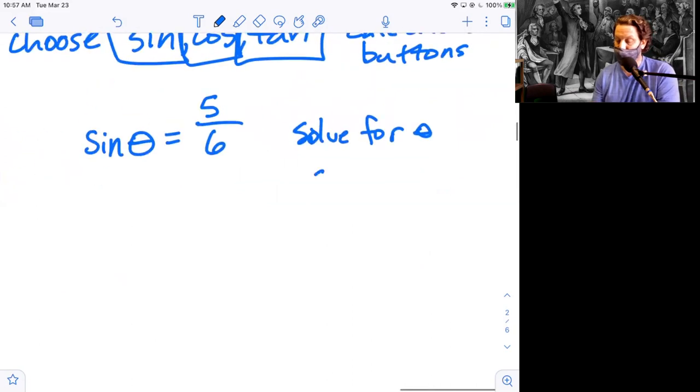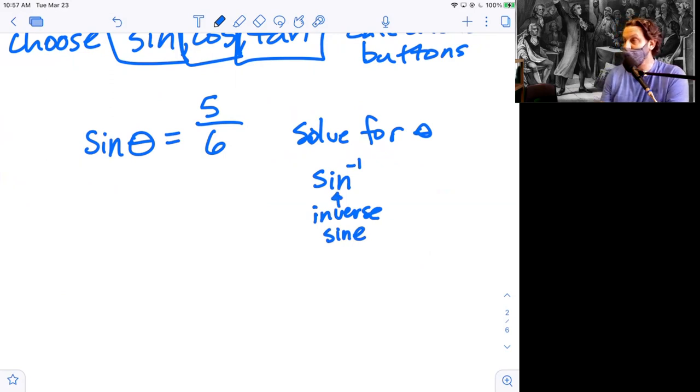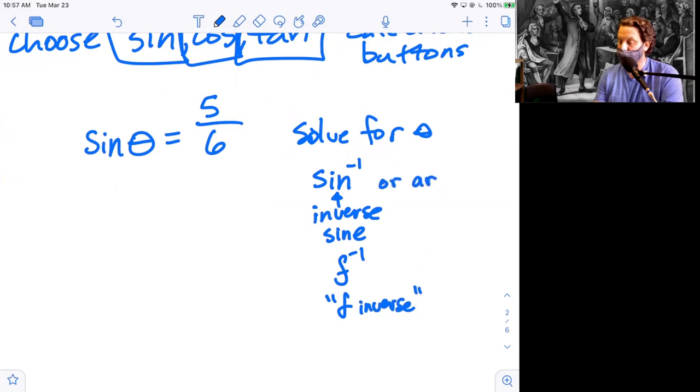Well, it's called the inverse sine. Okay, and we write it like that, sine to the -1st power. It's kind of like this notation, right? We read that as f inverse. It's reserved for that sine inverse, or sometimes it's called arc sine. We'll get into that later. Same thing.